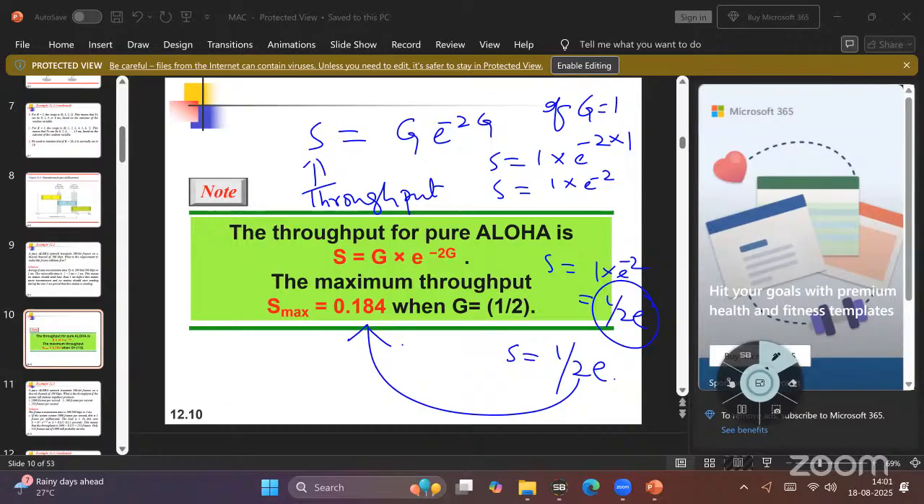So from an exam point of view, in 2 marks or 5 marks questions, they can ask what is pure Aloha, or what is slotted Aloha, or they can ask compare pure Aloha and slotted Aloha. That will be asked as a 2 marks question as well as a 5 marks question.